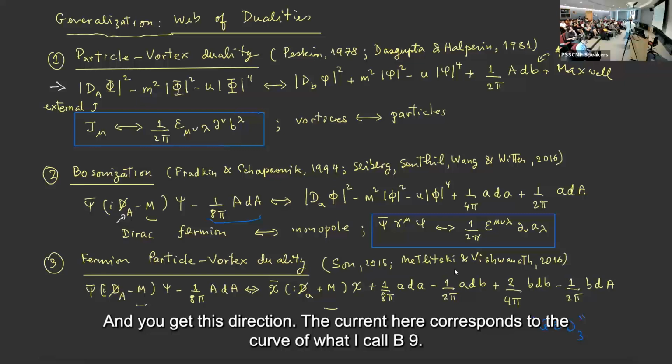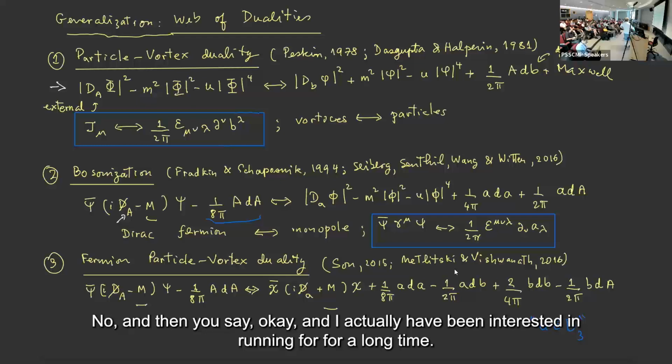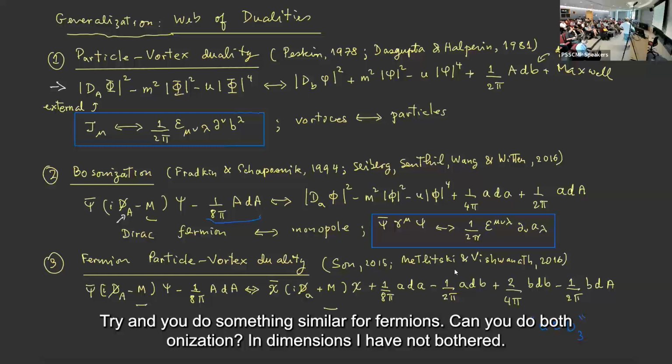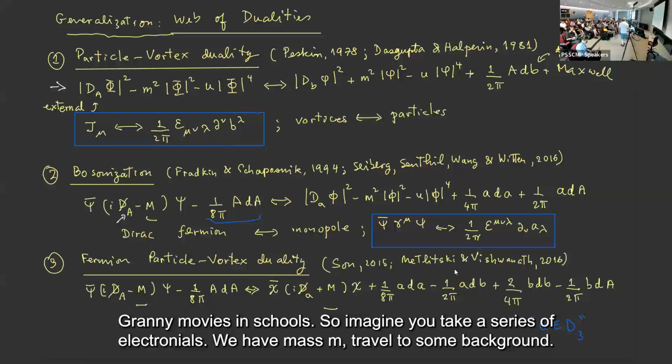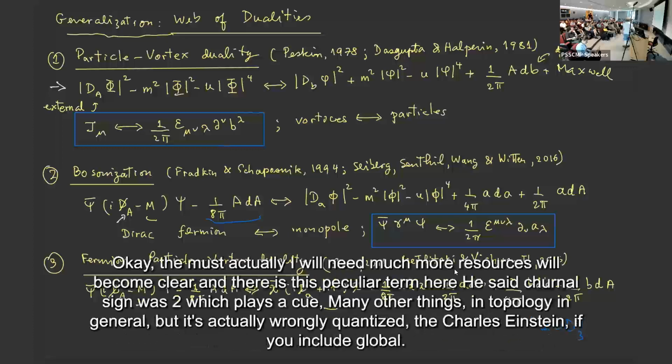Now, I have been interested in learning for a long time: can you do something similar for fermions? Can you do bosonization in dimensions higher than 1 plus 1? So imagine you take a theory of Dirac fermions with a mass m coupled to some background gauge field. I will need a mass for reasons that will become clear. And there is this peculiar term here.